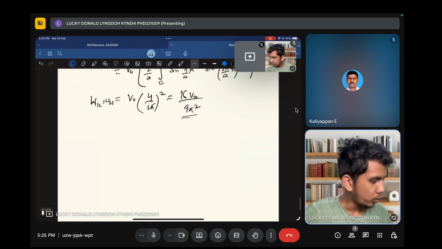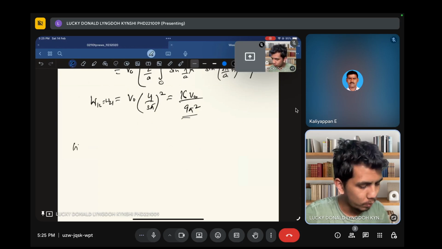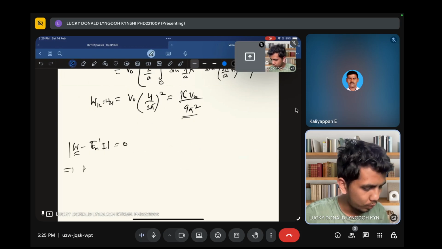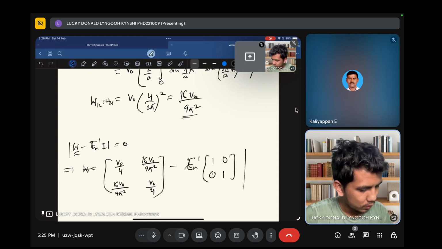Now what we need to do is, we have W11 and W12, so the secular equation will be W minus E_n1 times I, that's the determinant equal to 0. So now you have this W. W11 is V naught by 4, W12 is 16 V naught divided by 9 pi square, and here also 16 V naught divided by 9 pi square, and finally we get V naught divided by 4, minus E_n1 times the identity matrix 1 0 0 1, which will be equal to 0.